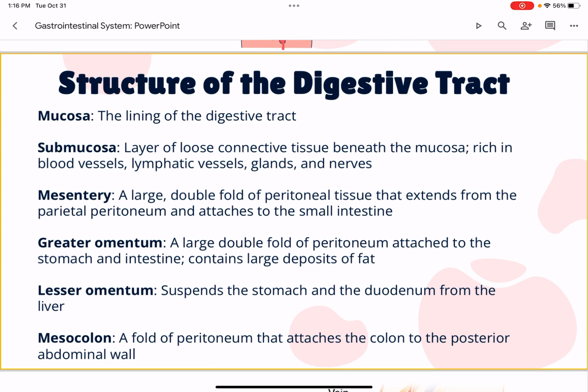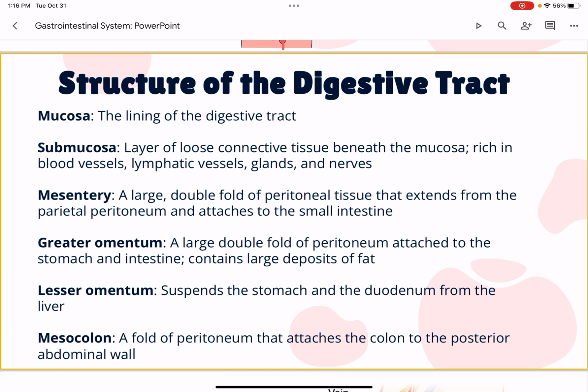Structure of the digestive tract. From the esophagus to the anus, the wall of the digestive tract consists of 4 main layers: mucosa, submucosa, muscle layer, and connective tissue. The mucosa consists of epithelial tissue resting on a layer of loose connective tissue.